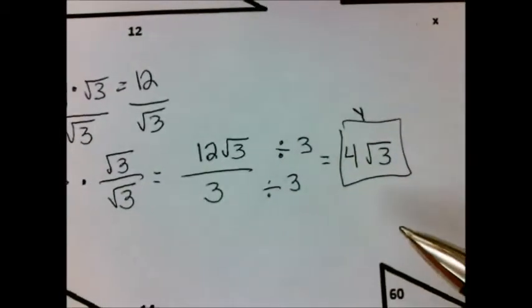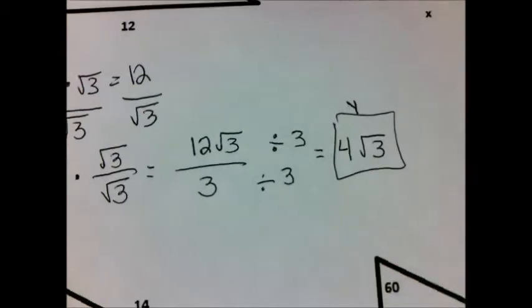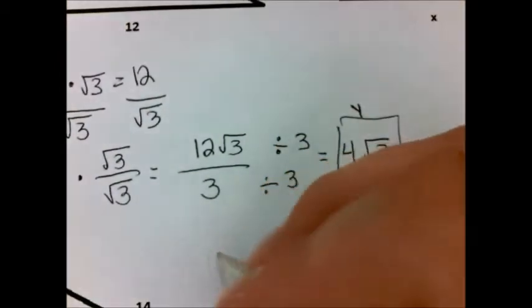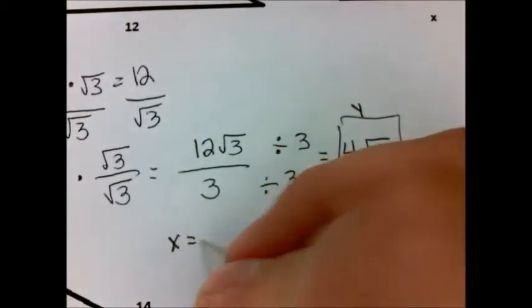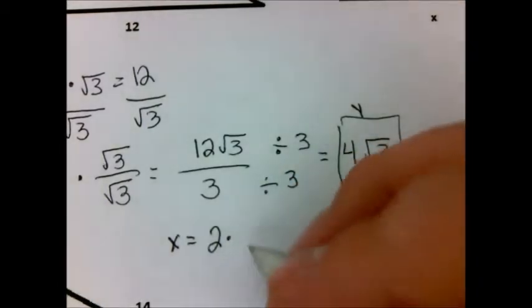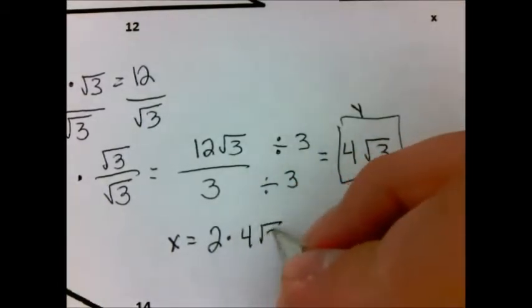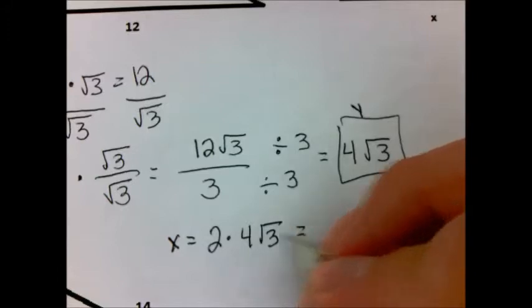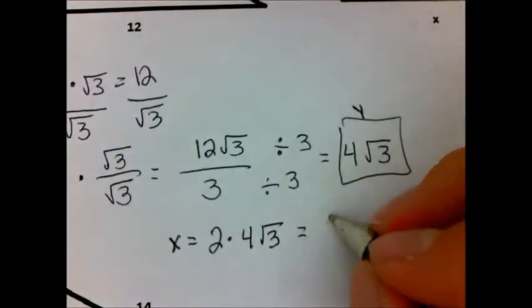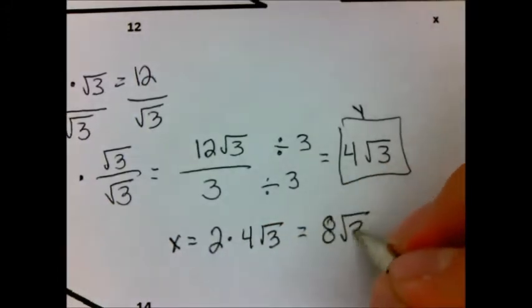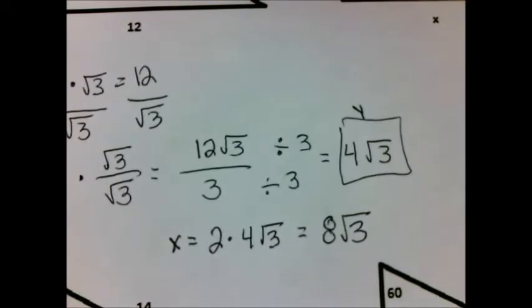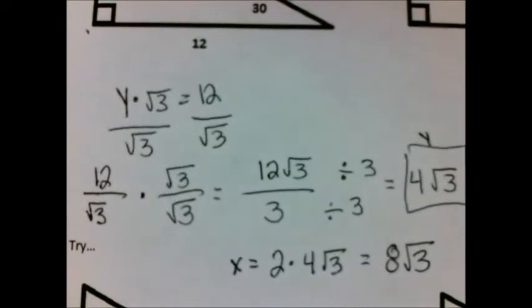So now we can find our x pretty easily. Our x should be 2 times 4 square root 3. You multiply 2 times 4 square root 3, you should get 8 square root 3. Give you a second to write all this down.